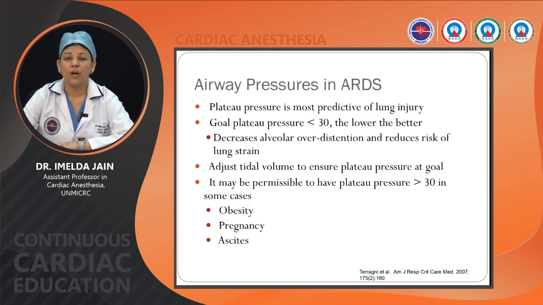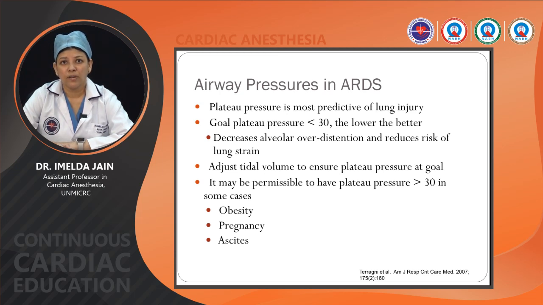Now, coming over to what are the airway pressures that should be maintained in patients of ARDS. Plateau pressure is the most predictive indicator of lung injury in patients of ARDS. The goal of ventilatory management should be to maintain the plateau pressures of less than 30. The lower the plateau pressures, the better is the lung. This helps in decreasing the alveolar overdistension and reduces the risk of lung strain.